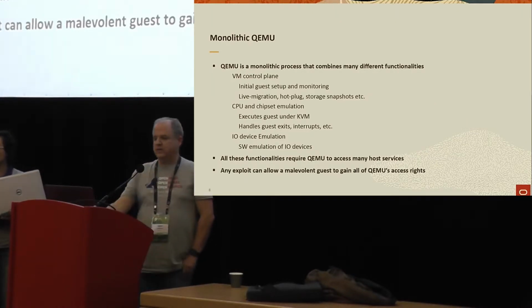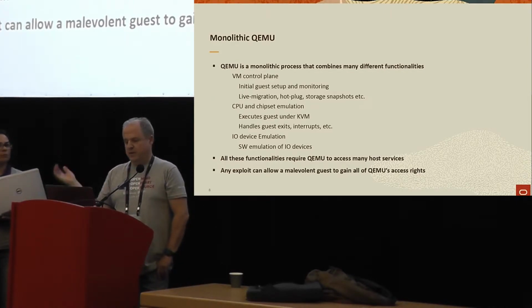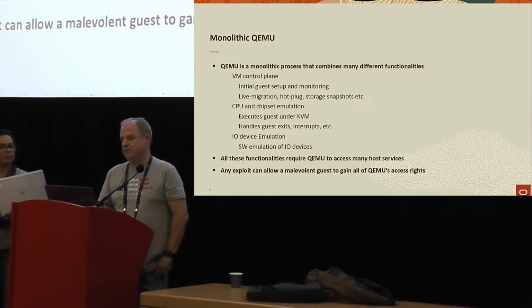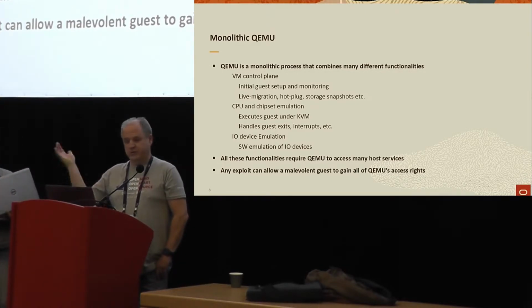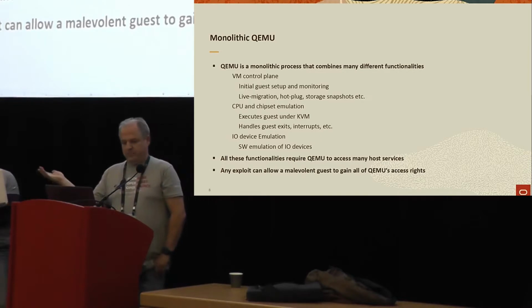So, monolithic QEMU, as I just said, is a monolithic process that has a bunch of different functionality in it. It has a VM control plane. You give it a wide variety of command line options. You can monitor it over a QMP socket. You can do live migration, hot plug, storage snapshots, a lot of things. The second big area of functionality is the KVM emulation, where for each CPU in your guest, it fires off a thread and then uses KVM to execute that thread under hardware acceleration. And this code just basically handles the guest exits and the interrupts.